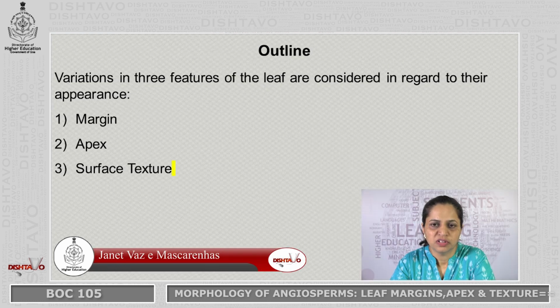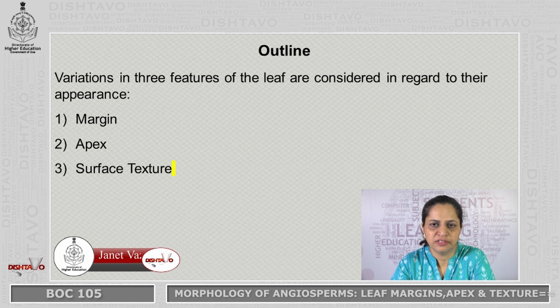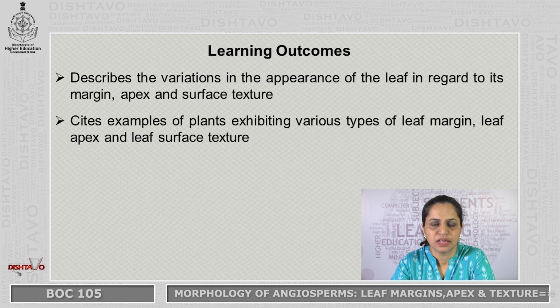In this module, variations in three features of the leaf are considered in regard to its margin, apex and surface texture. At the end of this module, the students will be able to describe the variations in the appearance of the leaf in regard to its margin, apex and surface texture by citing suitable plant examples.